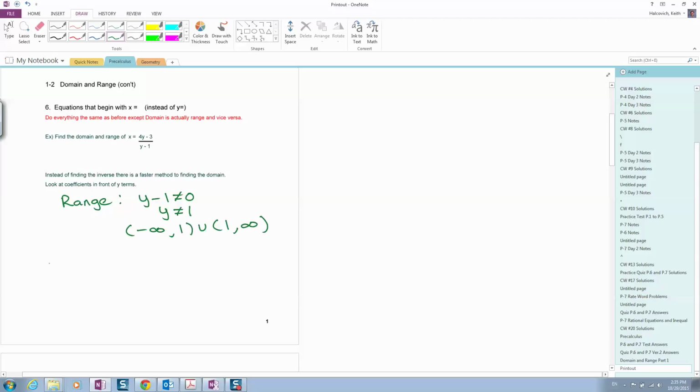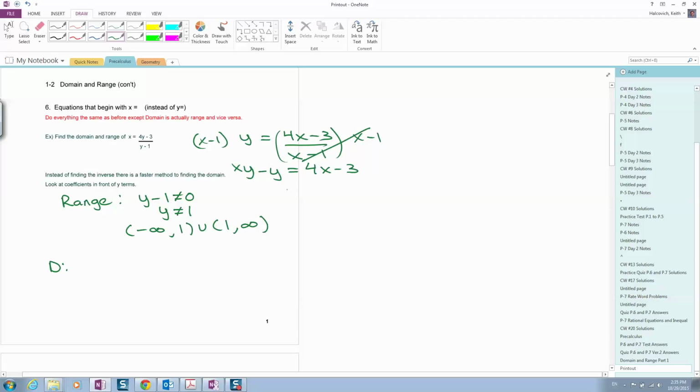Now for the domain, remember here we used to find the inverse. We used to find the inverse where we'd swap the x's and y's, and then we'd solve. So here we'd solve for x. So I'd multiply by y minus 1. So I'd get xy minus y equals 4x minus 3. Then I move all the x's to one side.